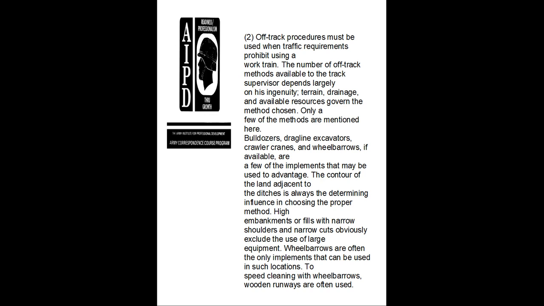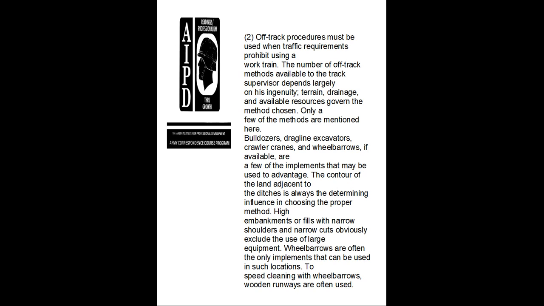Off-track procedures must be used where traffic requirements prohibit the use of the work train. The methods available to the track supervisor depend largely on his ingenuity, training, drainage, and available resources, which govern the method chosen.